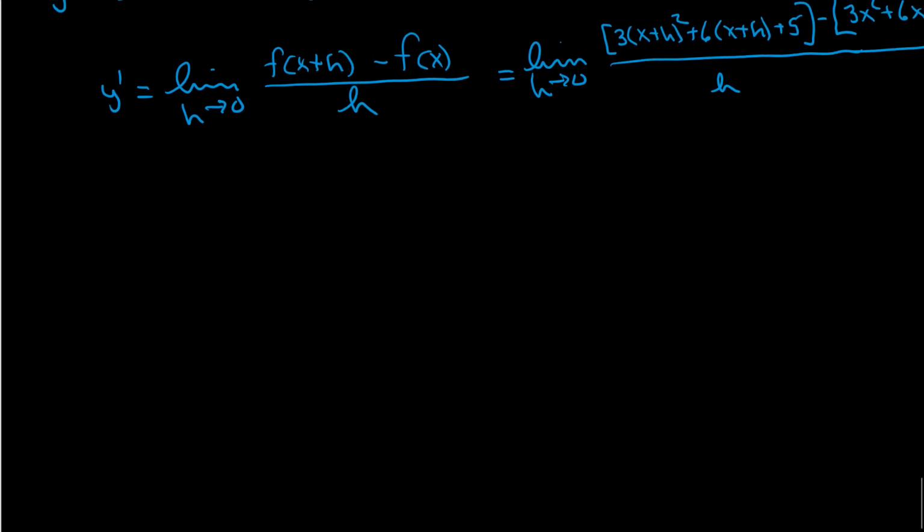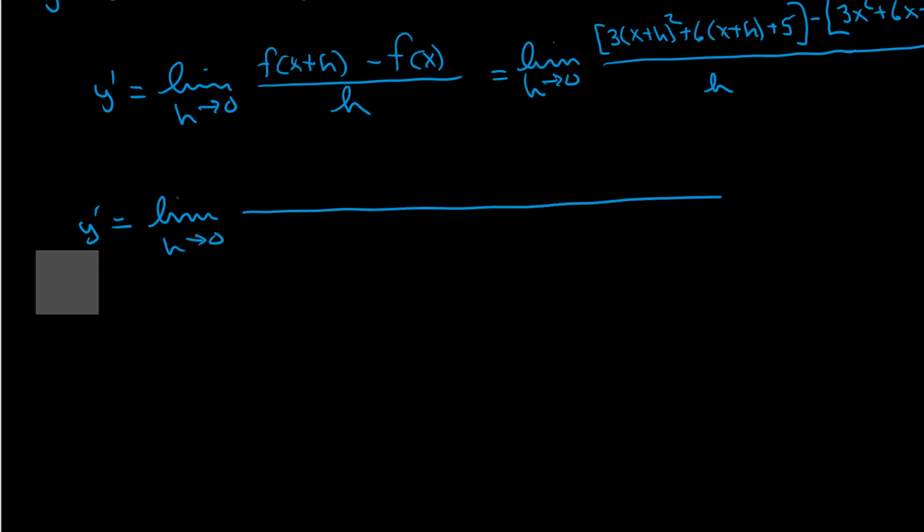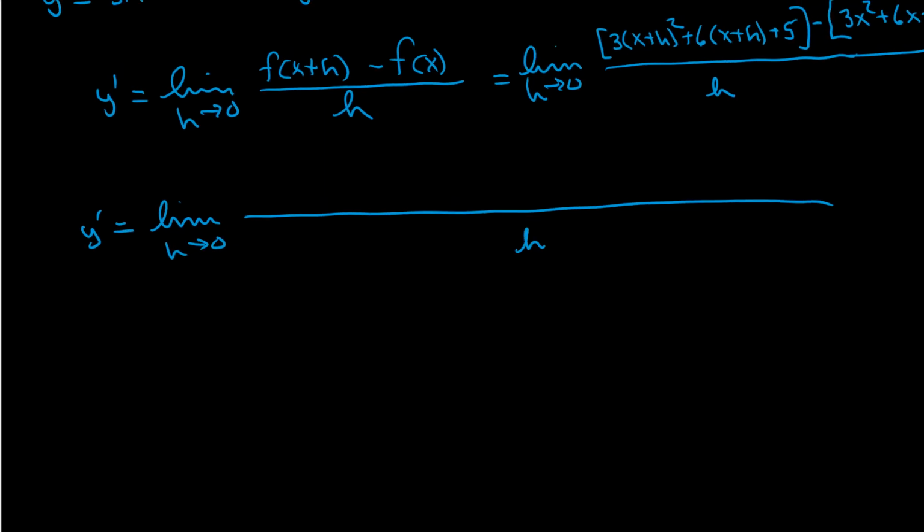This is going to be equal to, now I'm going to have to expand some stuff here. We're going to have our y prime equals, we're going to have this limit as h goes to 0. This is going to take a while. In the numerator, I'm only focusing right now on this first piece. So in the numerator, I'm going to have 3 times x plus h squared. Well, that's x squared plus 2xh plus h squared. We've already squared x plus h earlier. You've seen where the x squared plus 2xh plus h squared comes from.